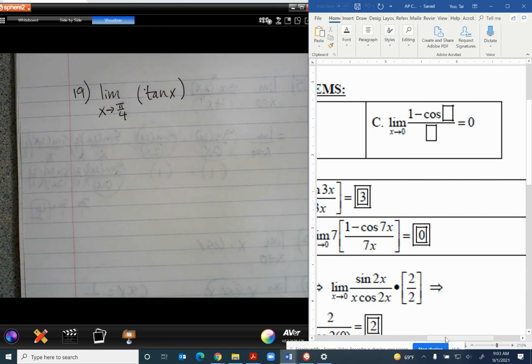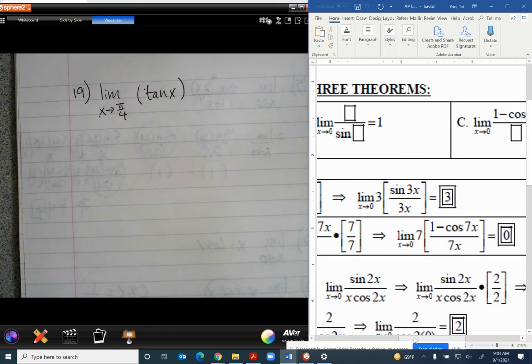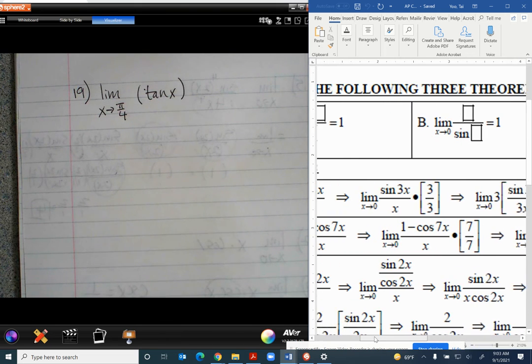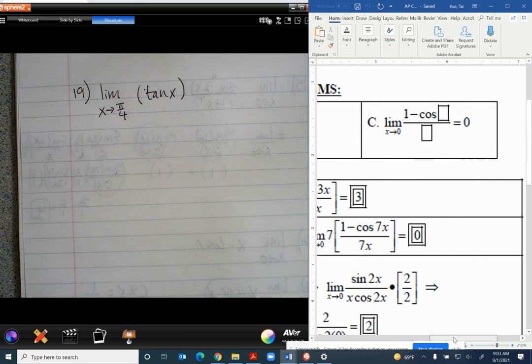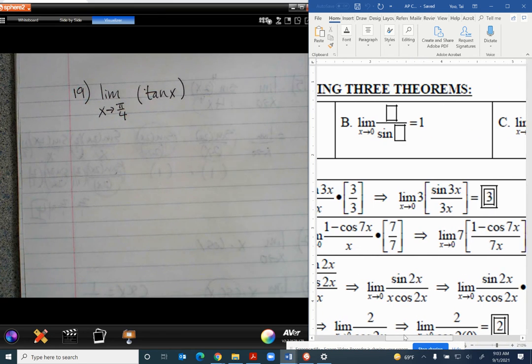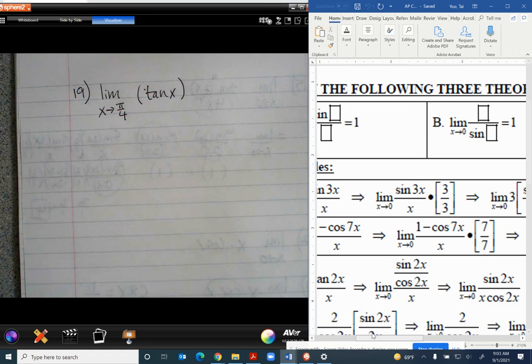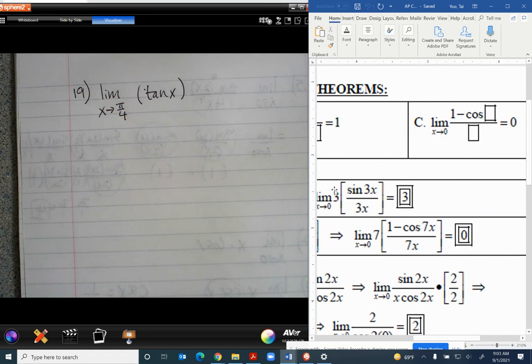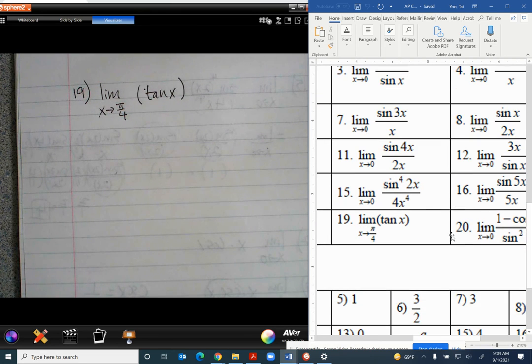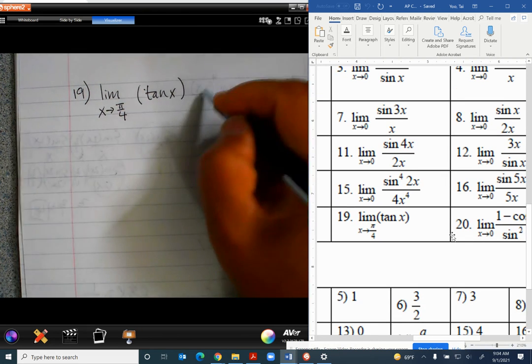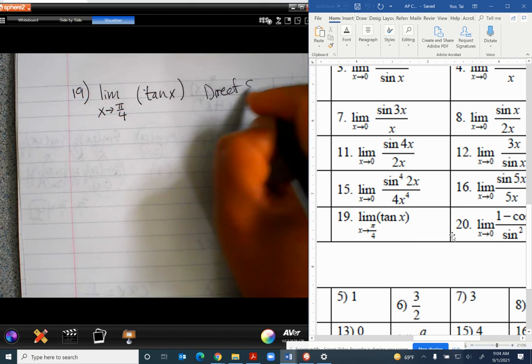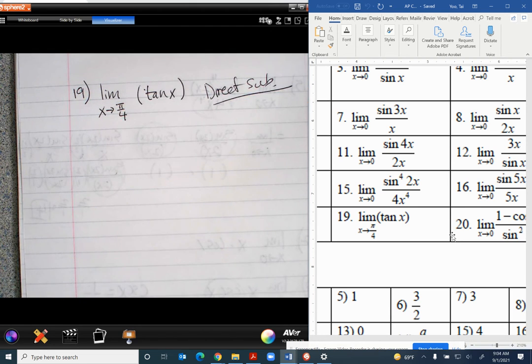Why not? What's wrong with number 19? Can someone tell me the difference between number 19 and those 3 formulas we got? The limit is wrong. What's wrong with the limit? It's not 0. How many of you guys saw that? The limit is not 0, so we can't use that. If we can't use one of those formulas, we might want to try which method? Direct substitution, because that's not one of our formulas.